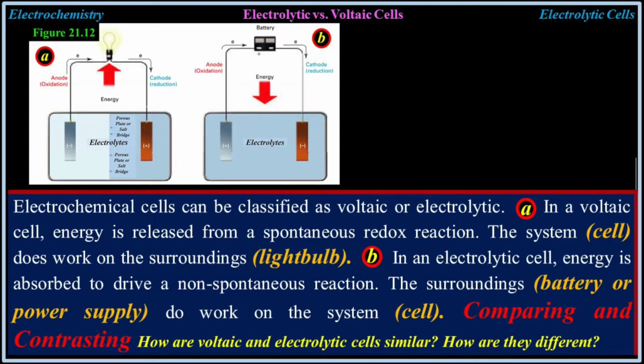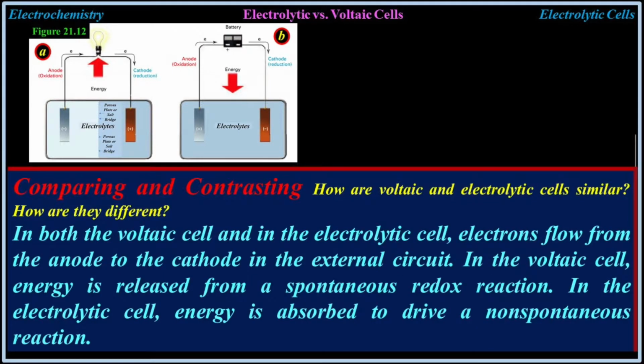Comparing and contrasting. How are voltaic and electrolytic cells similar? How are they different? In both the voltaic cell on the left and the electrolytic cell on the right, electrons flow from the anode to the cathode in the external circuit. In the voltaic cell, energy is released from a spontaneous redox reaction. In the electrolytic cell, energy is absorbed to drive a non-spontaneous reaction.